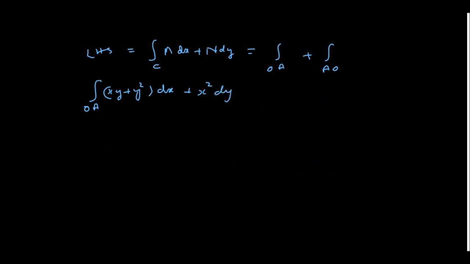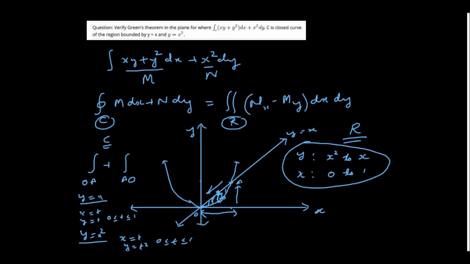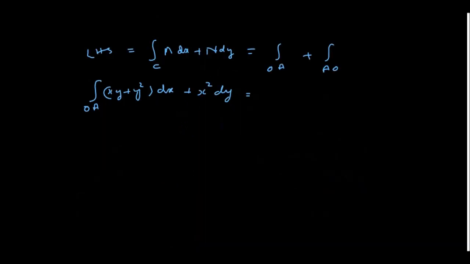And along OA we have seen the parameterization. This one is OA, that is y equal to x square, that curve. So the parameterization is x equal to t and y equal to t square, and t goes from 0 to 1. So let's substitute those values.